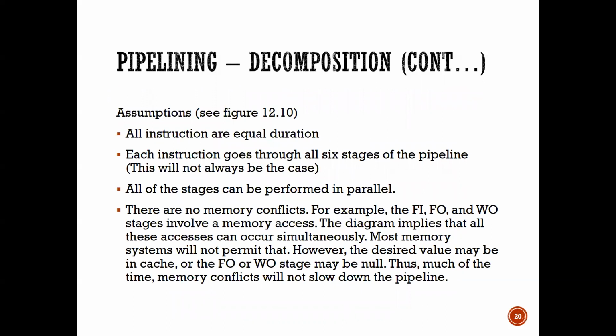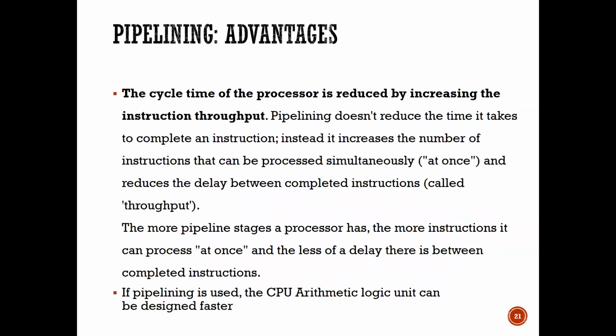Assumptions. All instructions are of equal duration. Each instruction goes through all 6 stages of the pipeline. All of the stages can be performed in parallel. There are no memory conflicts. For example, fetch instruction and fetch operand still involve memory access. The diagram implies that all these accesses can occur simultaneously. Most memory systems will not permit that. However, the desired value may be in cache. Thus, most of the time, memory conflicts will not slow down the pipeline.